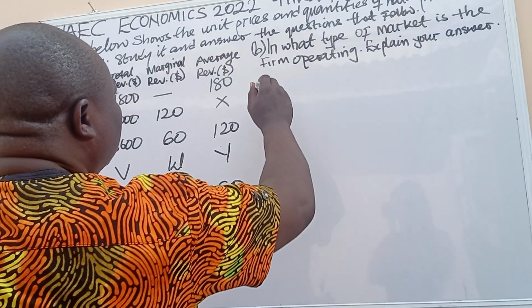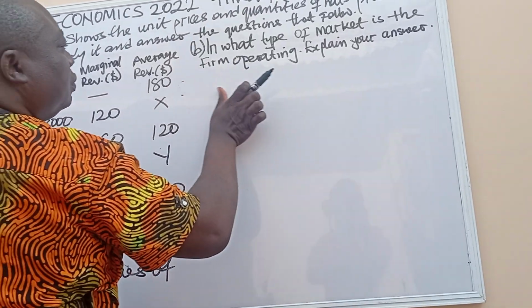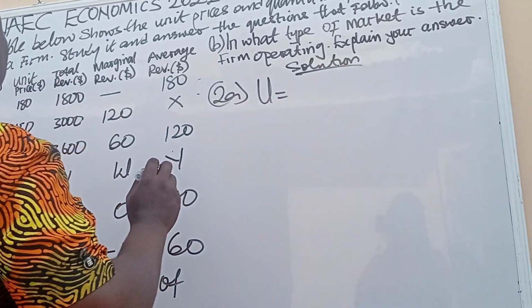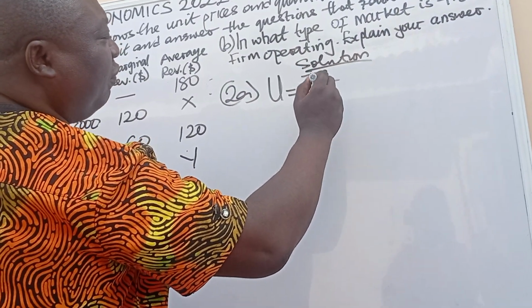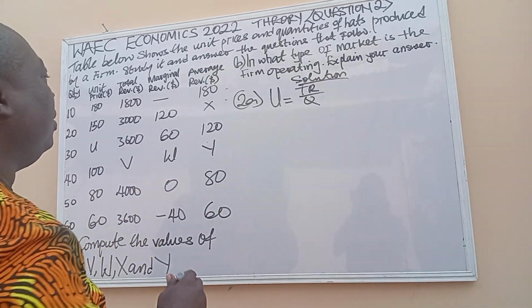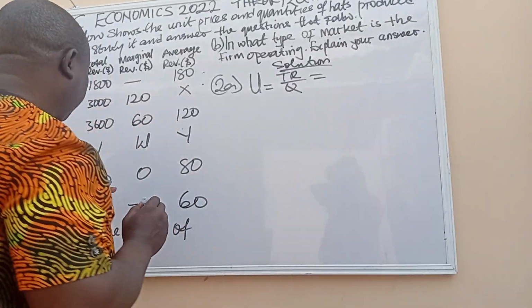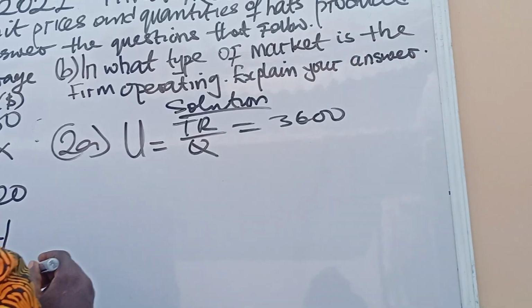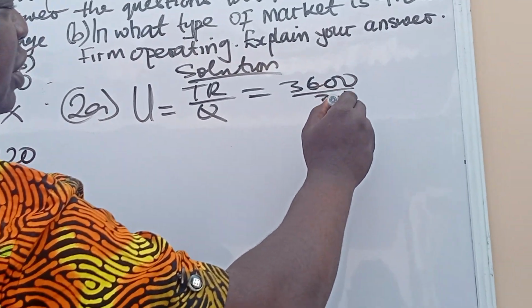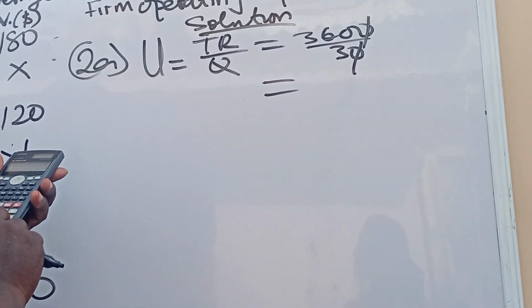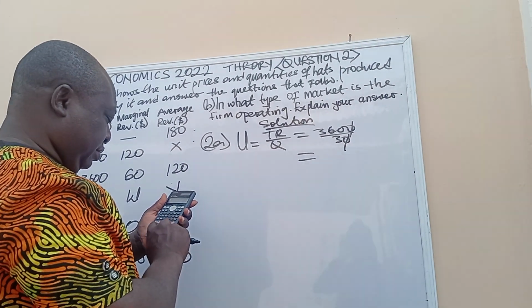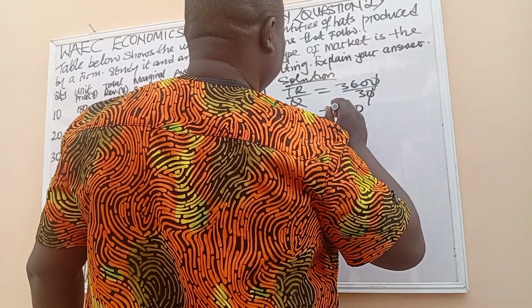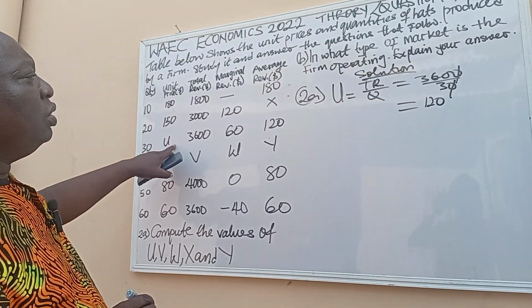So to get U, now I want to answer question A. Solution. To question 2A, we have to compute U. To compute this U, it will be total revenue over the quantity, or the output. In this case, the total revenue is 3,600 and the output is 30. So we cancel this, 360 divided by 3. What is that? 120. So U is $120.